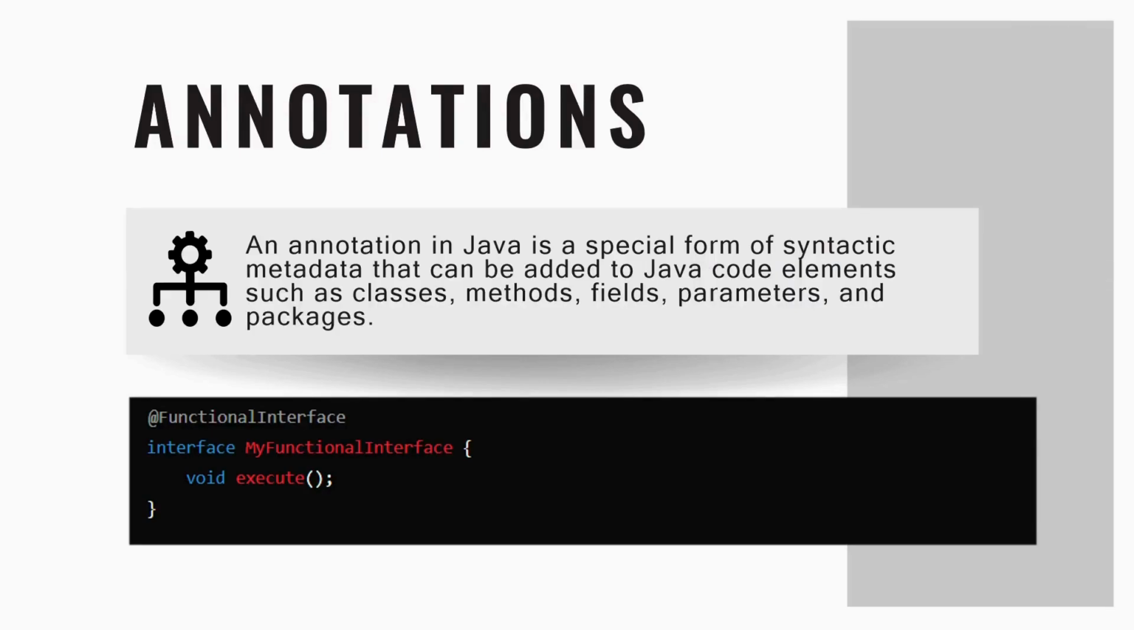An annotation in Java is a special form of syntactic metadata that can be added to Java code elements such as classes, methods, fields, parameters, and packages. Annotations do not directly affect the program semantics but can be processed by the compiler and runtime to influence the behavior of the program. In simple words, annotations are like special notes or tags that you can add to your code to give extra information. These notes can help the compiler, tools, or other programs understand how to handle your code better. Now let's quickly jump into IntelliJ to better understand them.